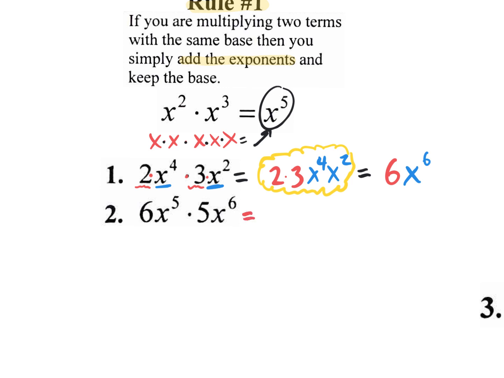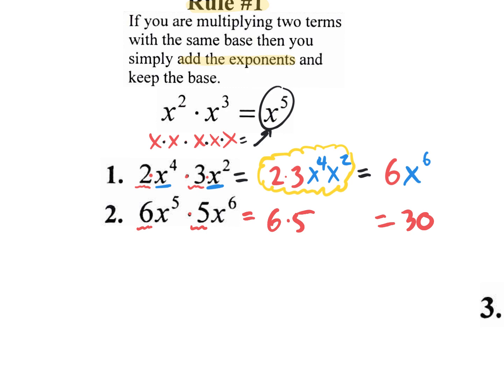What's the answer to number 2? Okay, keep in mind that the coefficients, this 6 right here, that's a big number 6 times a big number 5. Let's write it out. 6 times 5. What is 6 times 5? 30. So the first part of your answer over here is going to be 30.